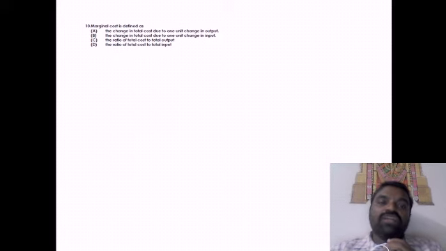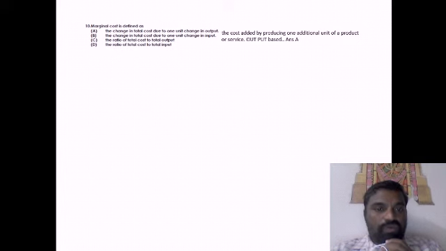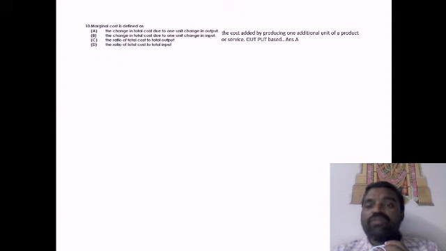And marginal cost is defined as the change of total cost due to a change of one unit of output, the cost added by producing one additional unit of product or service. So it is output based. So answer is A.